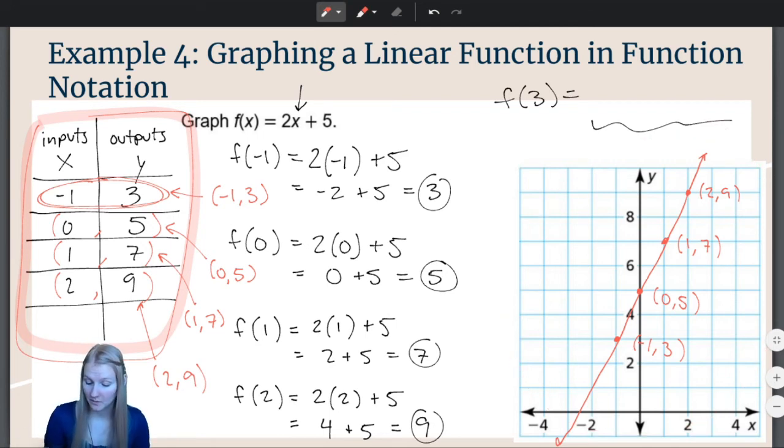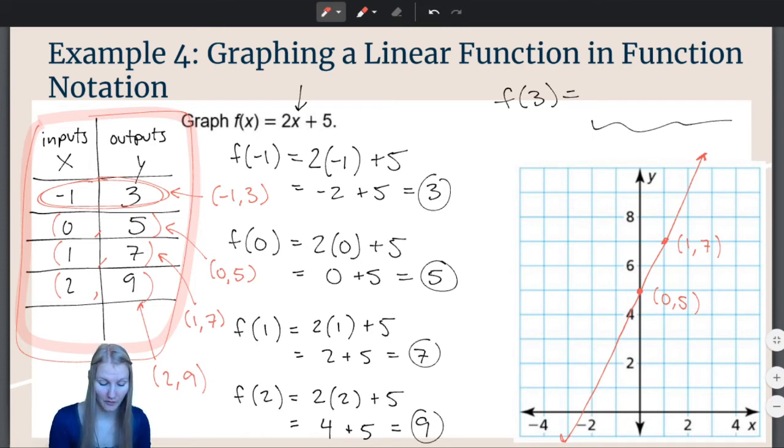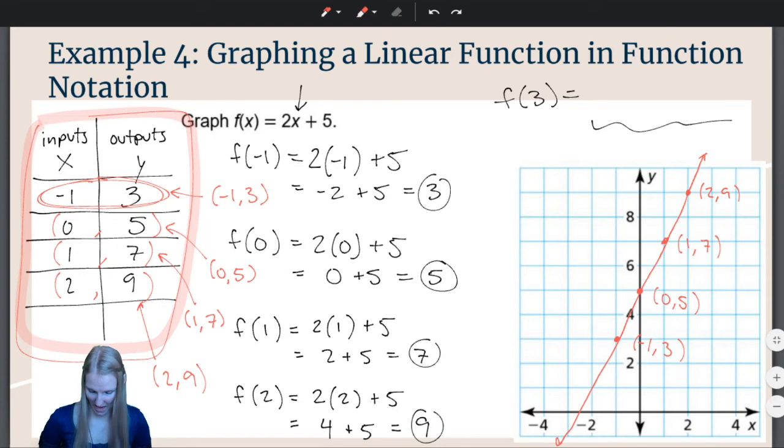We've graphed it. You'll notice that I only need 2 points, right? 2 points makes a line just fine. So you don't need to make a table with 4 inputs. You can just pick 2 if you want to. But the more you do, the more of a check you can have. Whoops, I dropped my pen. The more you can check, right?